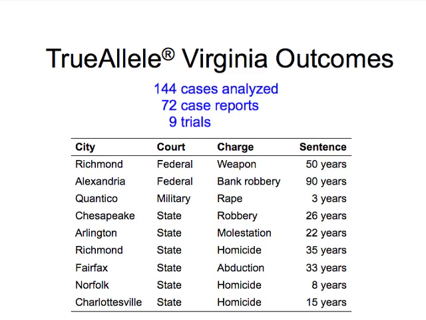The outcomes in Virginia for the 144 cases analyzed was that we generated 72 case reports. There were 9 trials in federal, military, and state jurisdictions around the state. I testified in 7, and our co-author Lisa Shermer-Wood, a Virginia scientist, testified in 2 of the trials. And the charges were homicide, rape, and so on, and the sentences are shown in the last column.